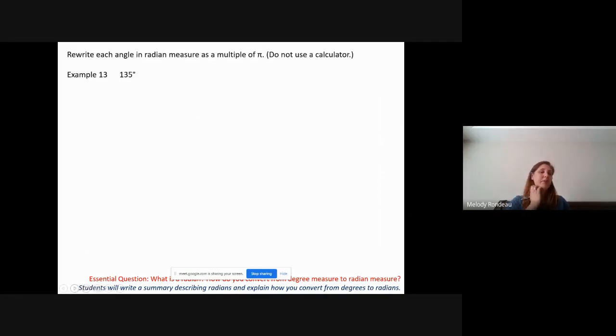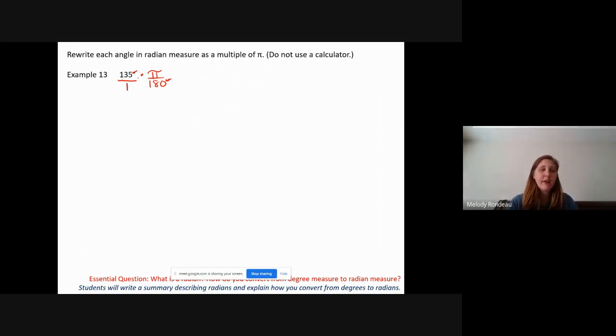Okay, so here we go. We're going to rewrite the angles in radians. So I have 135 degrees. It says don't use a calculator, but the point is not to just grab a calculator and multiply by pi over 180. We're going to show it algebraically, or show our math here. So I am going to multiply by pi over 180 because I want it in radians, and I'm going to put 135 over 1. Then the way this works is my degrees cancel with degrees in the denominator. So that's part of why the setup matters.